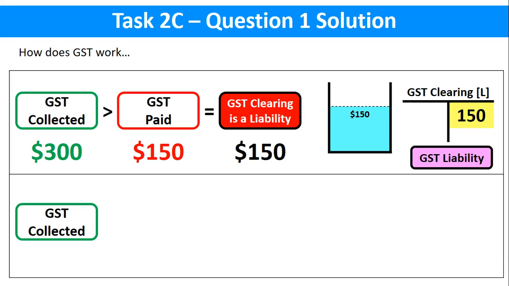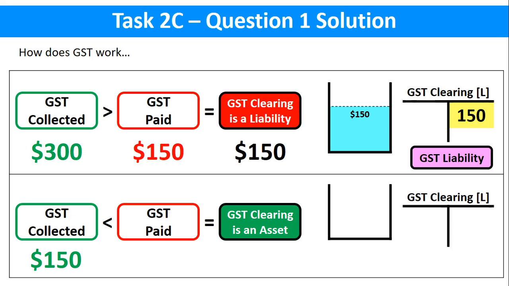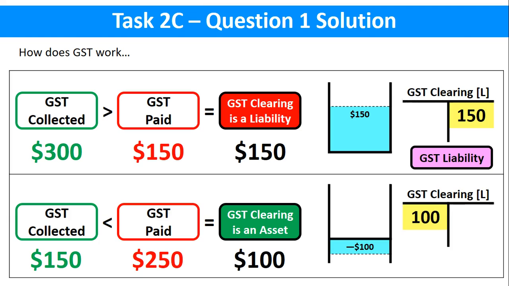The opposite would be when GST collected is less than the amount of GST paid. The business actually has a GST asset. The government says, well, you actually collected $150, but you've already paid $250, so really the business is entitled to get $100 back as a refund from the government. It's kind of like a negative liability. It makes the pot go underneath and go down as a negative, but in the ledger it's just a debit instead of a credit, and we say that is a GST refund.